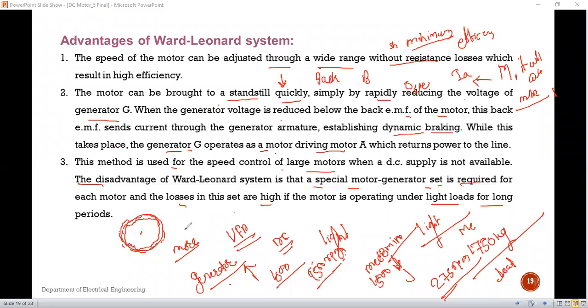This can be achieved automatically by using a variable frequency drive, that is VFD drive. So this is a recent technology to control the speed of the motor. This is nothing but the Ward-Leonard system of speed control. Is there any doubt about this? Does anyone have any doubt in this?